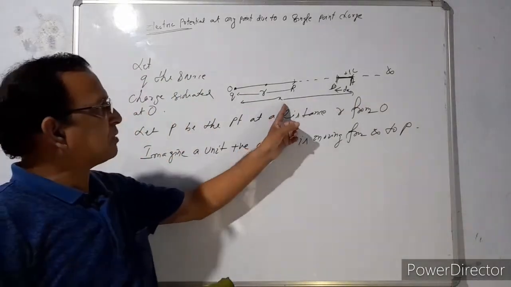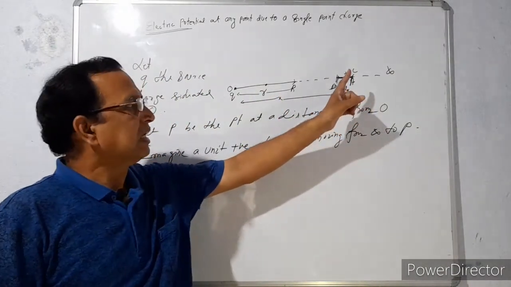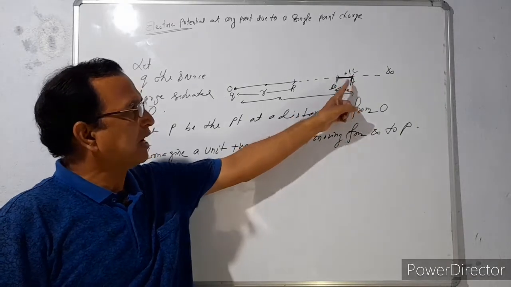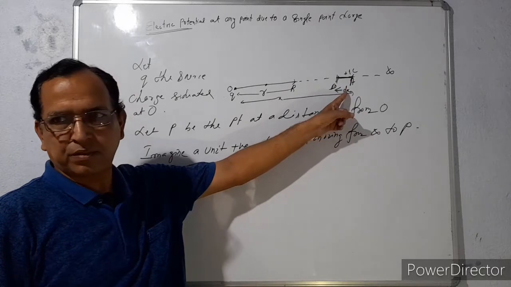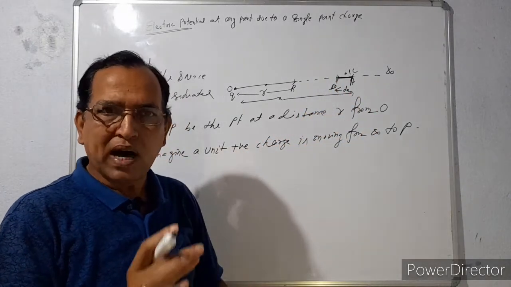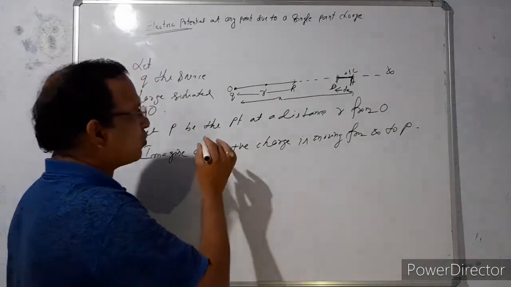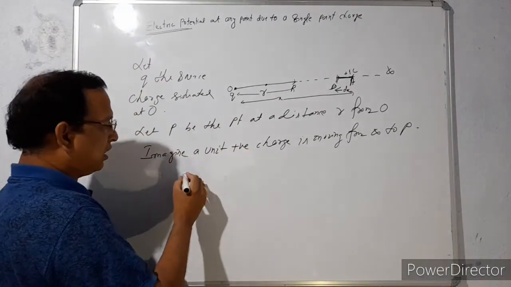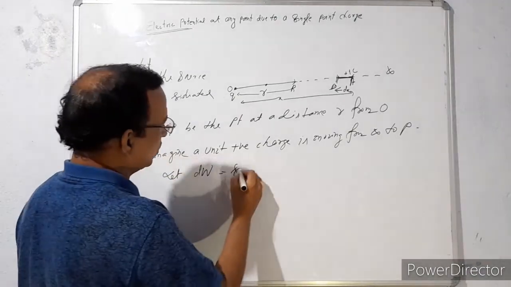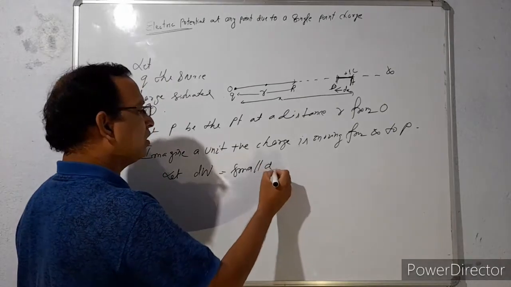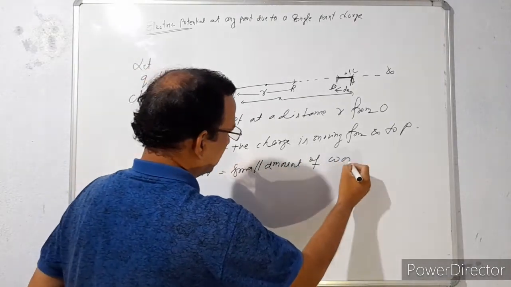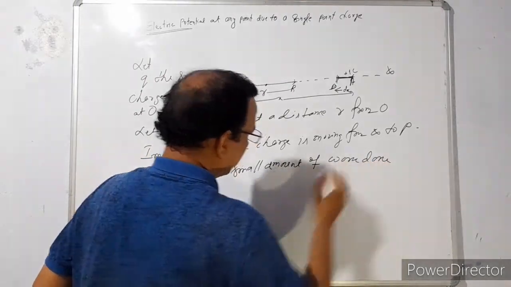So x is the distance from O to A, and the charge is displaced from A to B with a displacement dx. A small distance. If the displacement is very small, the work done is also very small. So let dw be the small amount of work done.